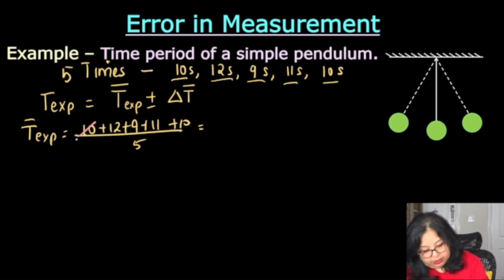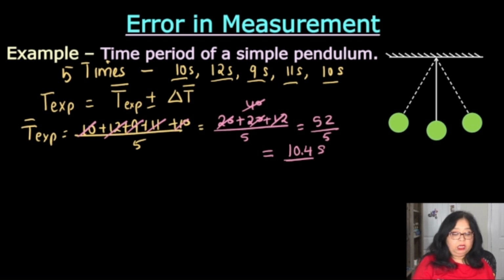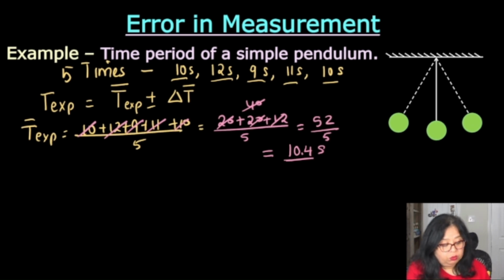Okay, let's see. 10 plus 10 is 20, right? 9 plus 11 is also 20, plus this 12. I'm showing you how to easily do it in case you do not have a calculator. Now this is going to give us 20 plus 20, 40. 40 plus 12 is 52. 52 divided by 5 is going to give us 10.4 seconds. And this will need to be rounded to an integer, which will be 10 seconds.